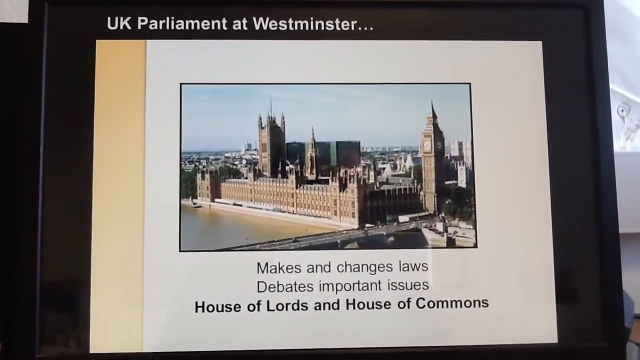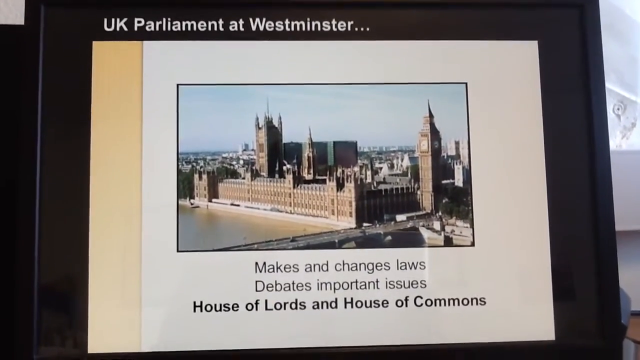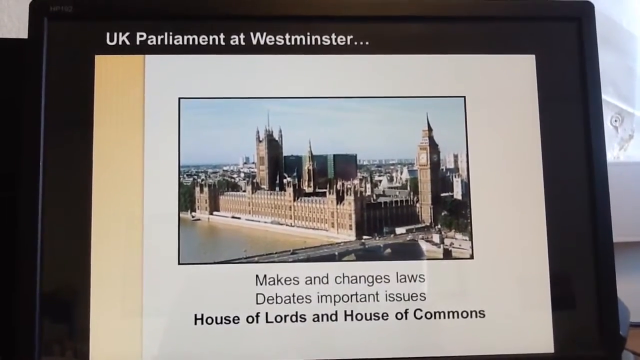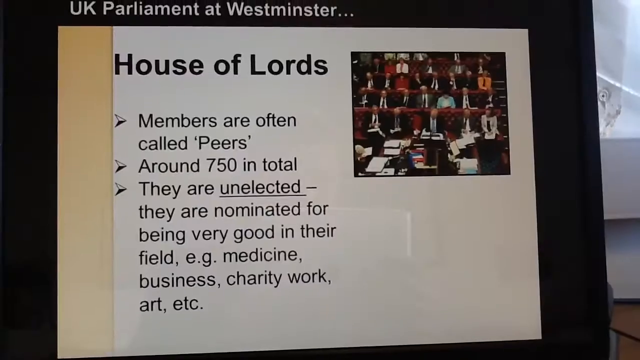Now, the UK Parliament is in London at Westminster, and this is where laws are made and changed and where important issues are debated. And it consists of two areas, the House of Lords and the House of Commons.